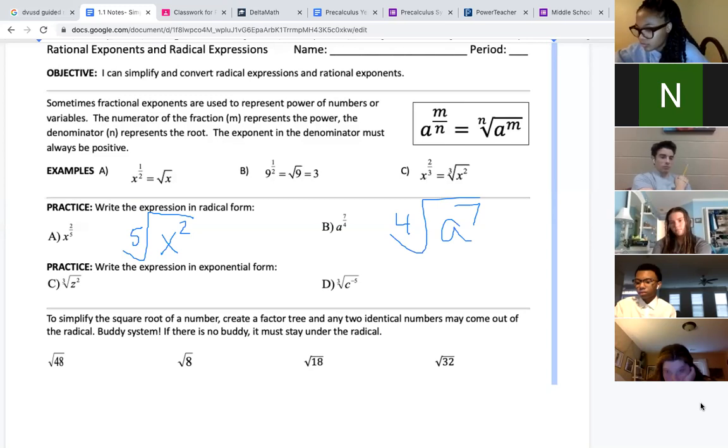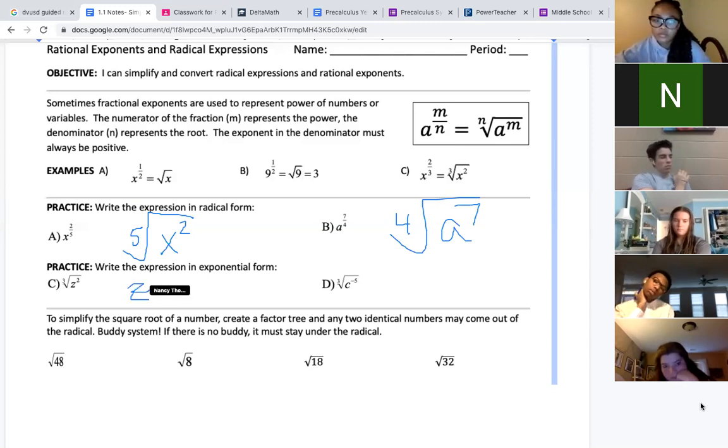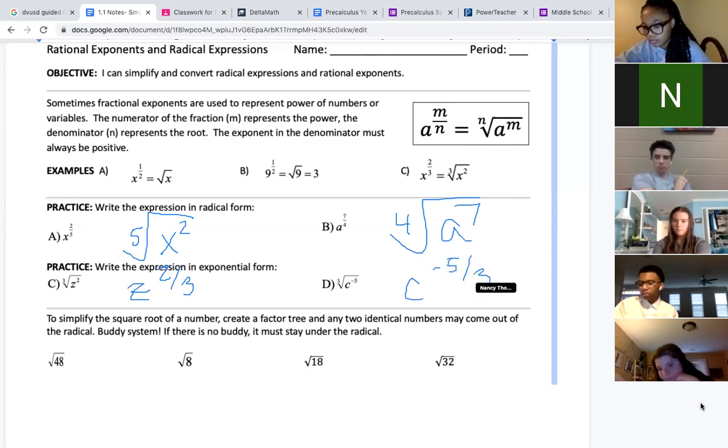Awesome. Okay, so I'm going to go ahead and put both of these answers up so you can check it. So the first one rewritten would be z to the 2/3. And the second one would be c to the -5/3. So everybody got it? Amazing. See, y'all are so smart.